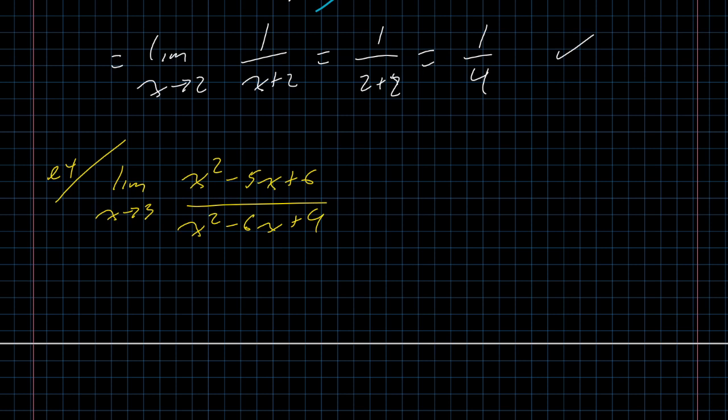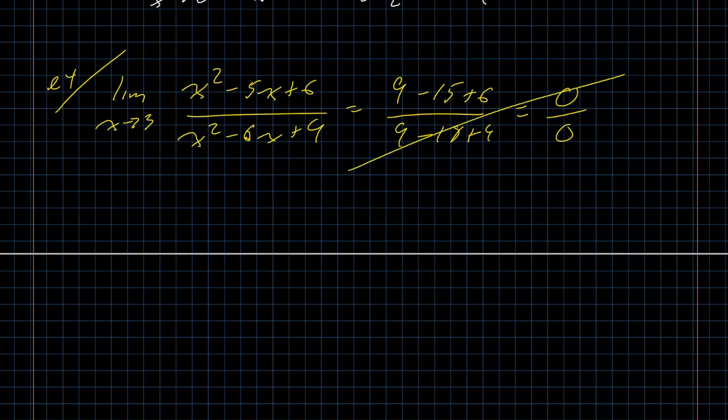If I consider this time the limit as x approaches 3 of x squared minus 5x plus 6 over x squared minus 6x plus 9, well, if I try my direct evaluation approach, I'm going to end up with 9 minus 15 plus 6, and then 9 minus 18 plus 9, and that's 0 over 0, again, indeterminate. So we try something else.